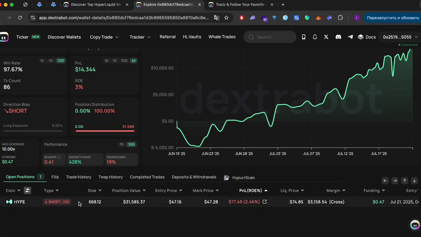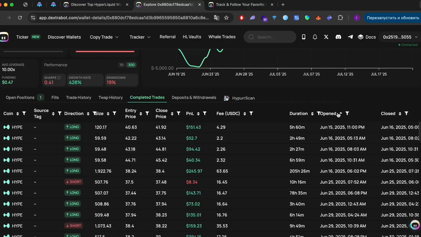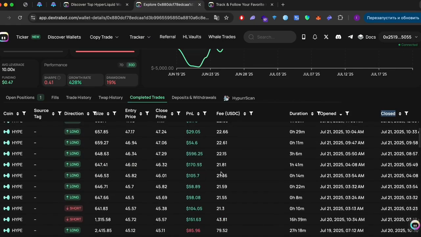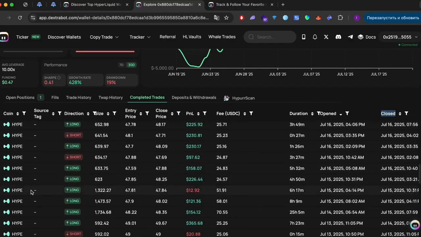In this case, we see that he has an open short position on the Hype token with 10 times leverage, and right now he is down 2.5%. And let's take a look at all his closed trades. To do this, we go to Complete Trades, filter by date to see, so to speak, the most up-to-date information in order. And we see that essentially this trader mainly trades the Hype coin.